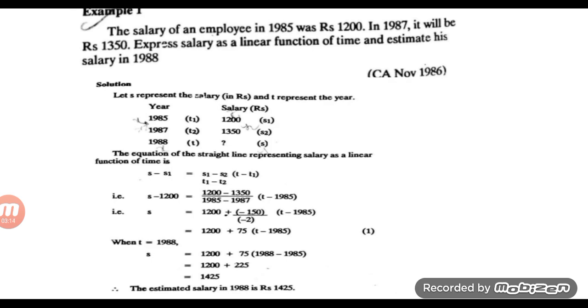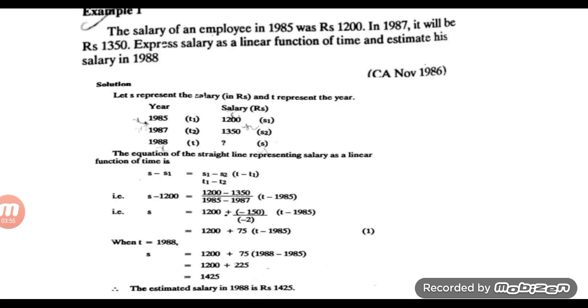So my s1 value is 1200, so I am applying my s1 value, and in the RHS part I am going to divide s1 minus s2. So 1200 minus 1350 divided by t1 minus t2, that is 1985 minus 1987, into t minus t1. t is unknown, so I keep it as t minus 1985. If I simplify this, I will get the equation as s equal to 1200 plus 75 into (t minus 1985). Keep it as equation number 1.